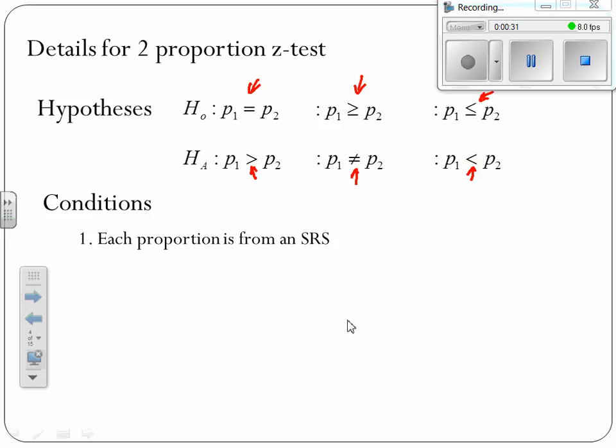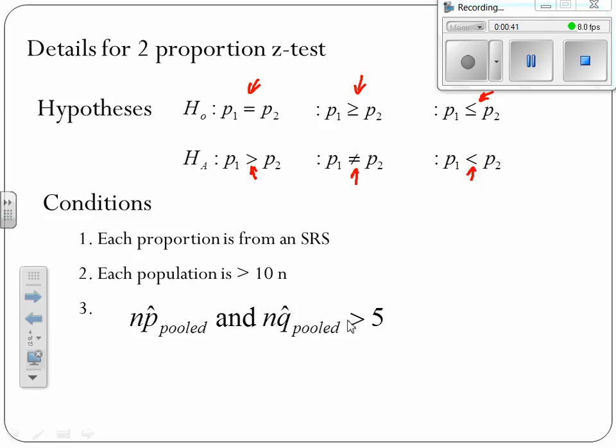Conditions here, things are going to be a little bit different. One, instead of a single random sample, we want to make sure each is random. We want to make sure each population is bigger than 10 times the sample. And now we have a new condition. This is brand new to us. It's called a pooled proportion, and all that really is, you're going to take both successes and divide by the sum of both sample sizes. That's going to be p pooled.